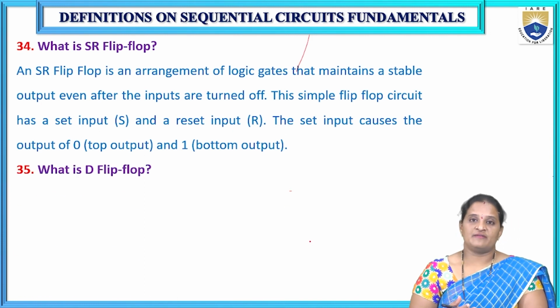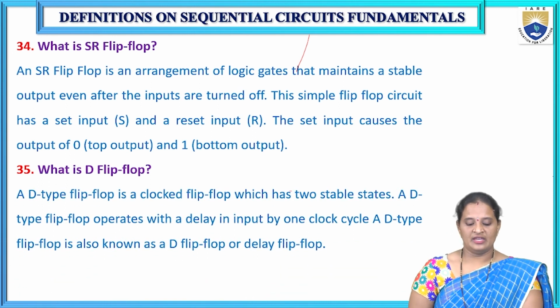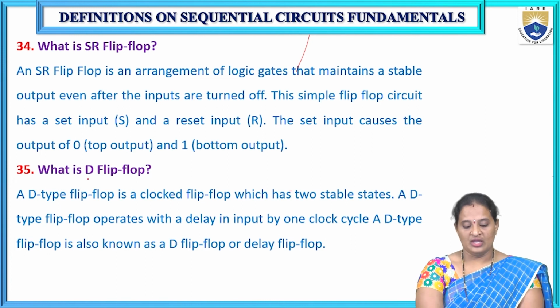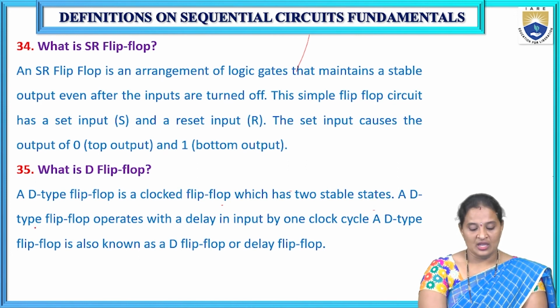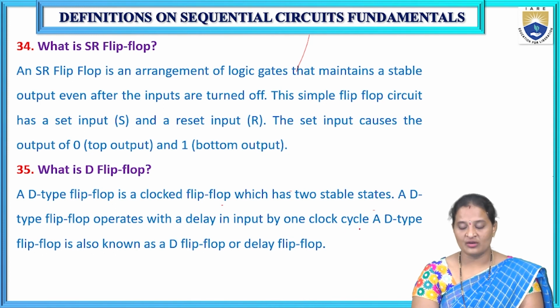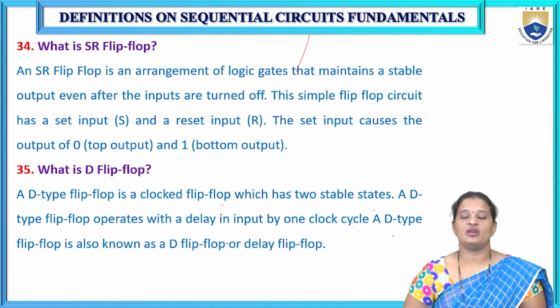Now coming to the D flip-flop. The D flip-flop is also called the delay flip-flop. The D type flip-flop is a clocked flip-flop which has two stable states. The D type flip-flop operates with a delay in the input by one clock cycle. That is why the D type flip-flop is also known as the D flip-flop or delay flip-flop.